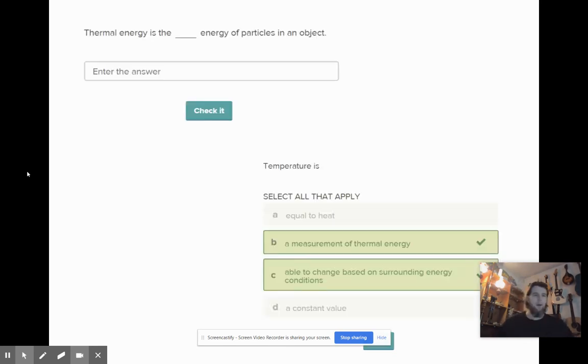All right, so a couple more. Thermal energy is the blank energy of particles in an object. And so thermal energy is the total energy of particles in an object. Now, this one could be a little bit tricky because another thing that they're going to talk about there is the kinetic energy of particles in an object. So just make sure you're keeping those straight.